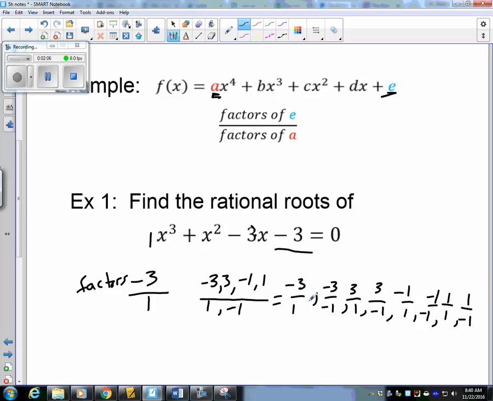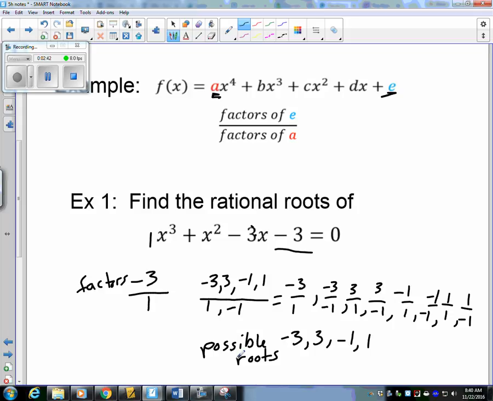You should already be thinking, well, a lot of these are repeats. -3 divided by 1 is -3. -3 divided by -1 is +3. 3 divided by 1 is +3, so we don't write it again. 3 divided by -1 is -3. -1 divided by 1 is -1. -1 divided by -1 is +1. 1 divided by 1 is +1. 1 divided by -1 is -1. So these four are my 4 possible roots.